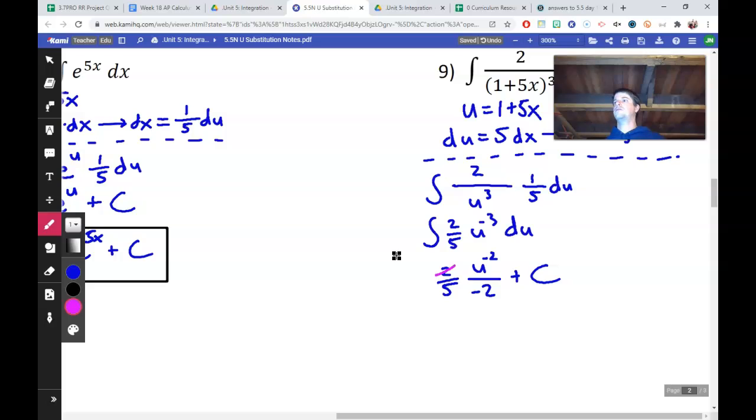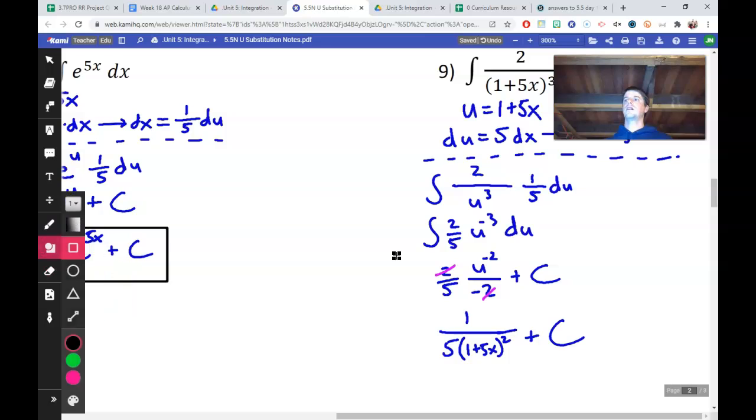We do have 2's we can divide out. So our final answer is going to be 1 over 5u squared. But instead of u squared, we need 1 plus 5x squared. So 1 plus 5x is what we're going to do to replace that. So instead of the u, we put 1 plus 5x, and we get that right there.